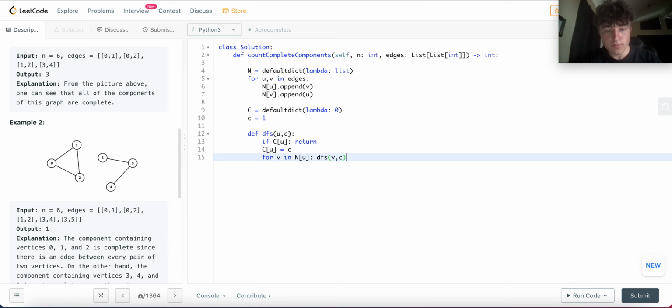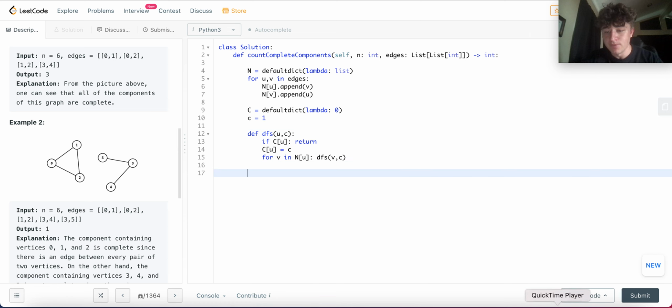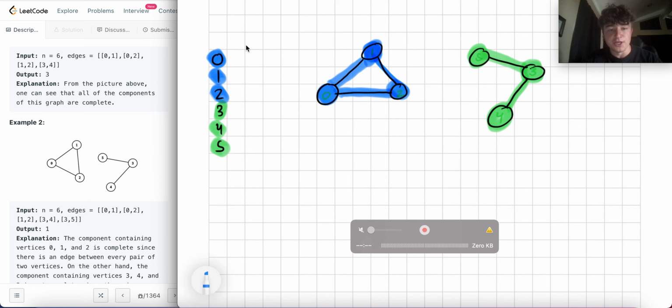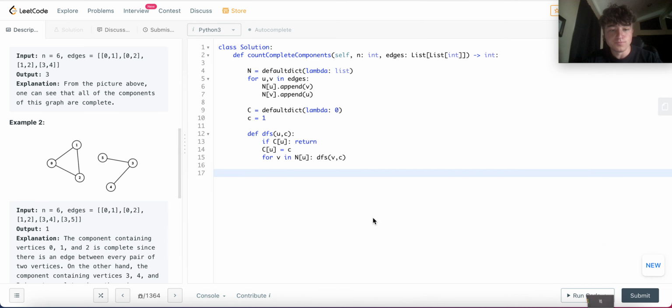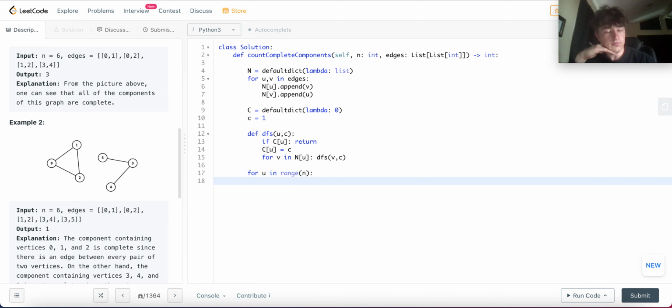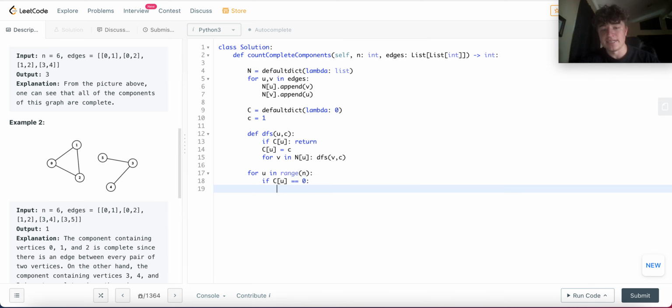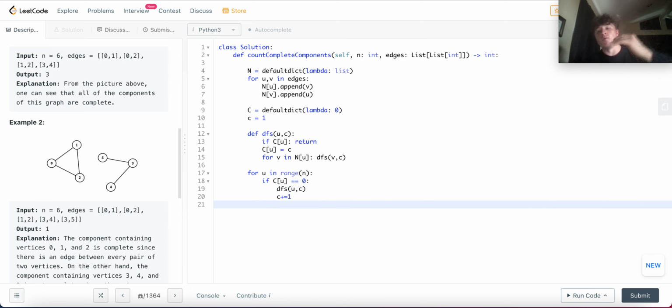And then remember before, we looked at all the nodes and determined if we could color it or not. So we'll look at all the nodes in range n, because there's n nodes. And if the color of U equals 0, so that means it hasn't been colored yet, then let's color this node and all of its neighbors, and then we'll increase the color by 1 to represent that there's a new color that we're now referencing.